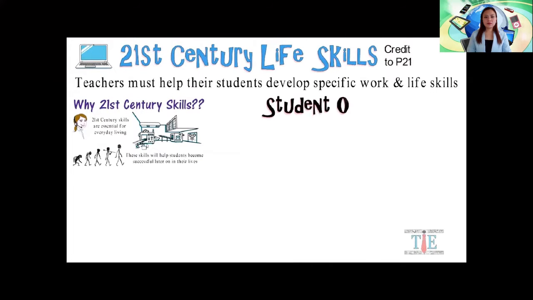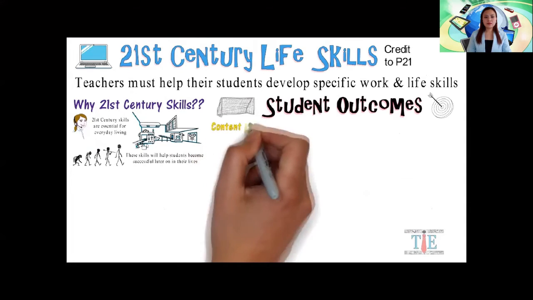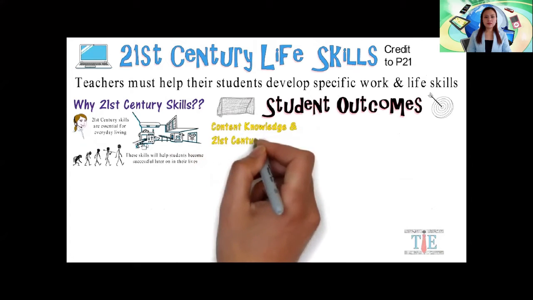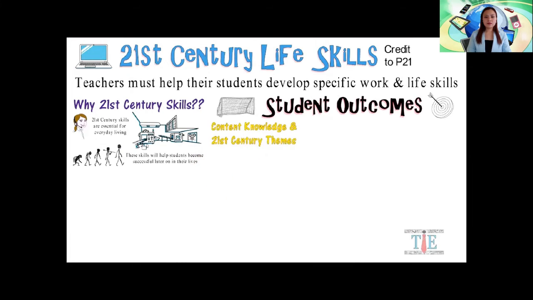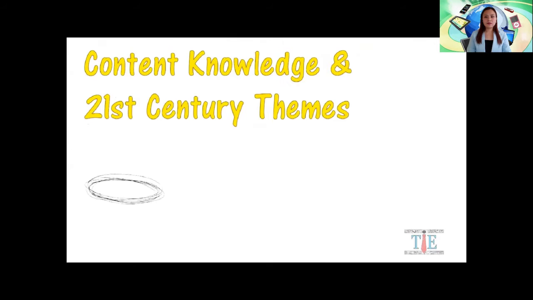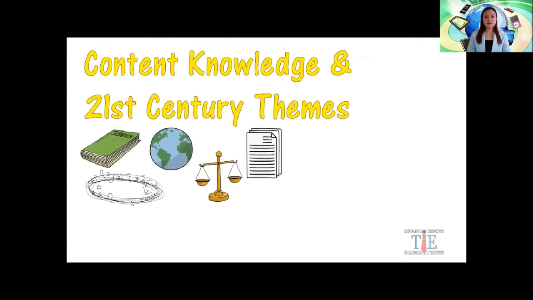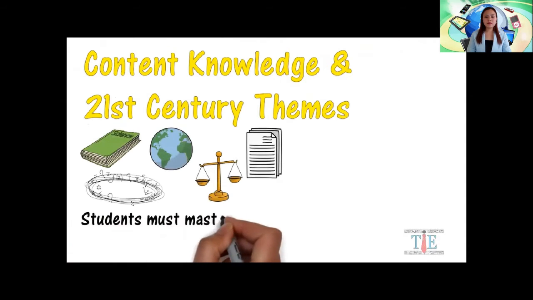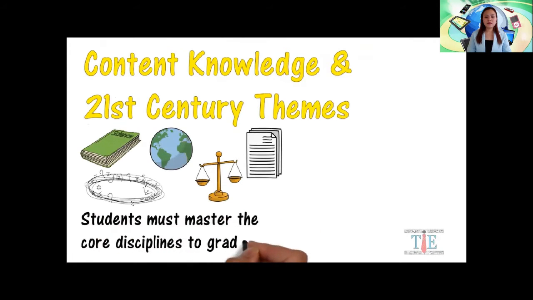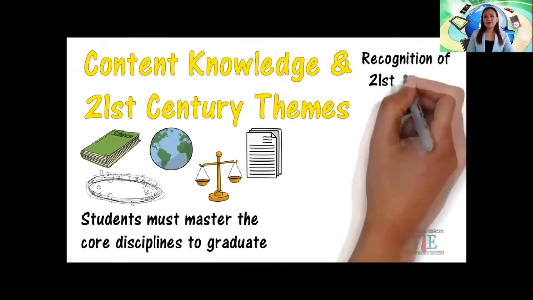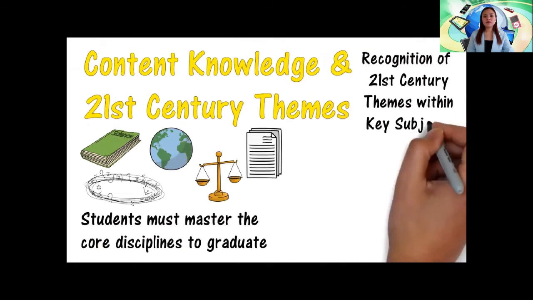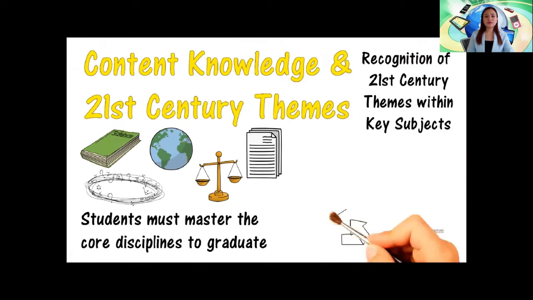Partnership for 21st Century Learning offers a framework that focuses on student outcomes, which are your goals and learning objectives. There are 4 components, and the first one is content knowledge and 21st century themes. School curriculum will have students learning subjects such as mathematics, science, world geography, civics, reading and writing, and more. Students must master these core disciplines just to graduate high school.